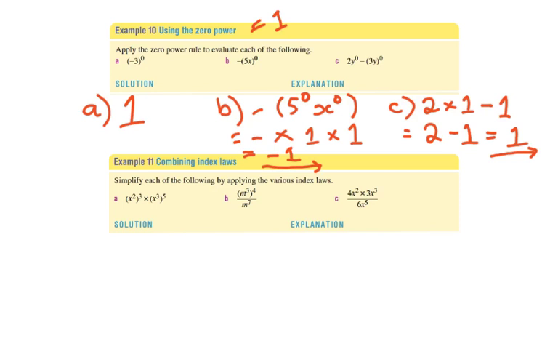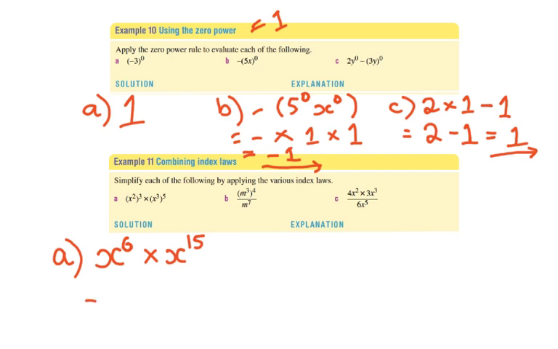With example number 11, we're now combining some of these laws that we have learnt today and previously. Here we have in the very first one in A, in example 11A, we've got our brackets and we've got our indices. So remember, you multiply your indices together. So it's going to be x to the power of 6 times x to the power of 15.